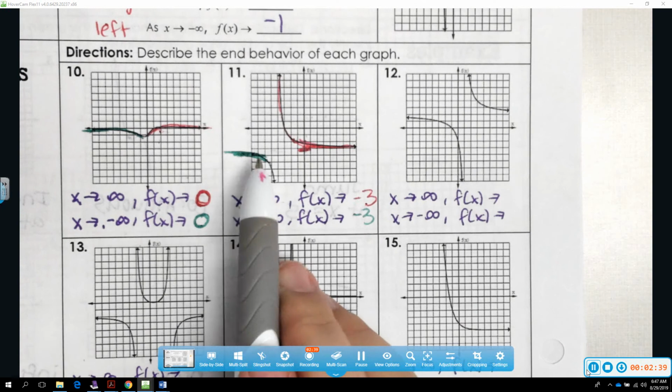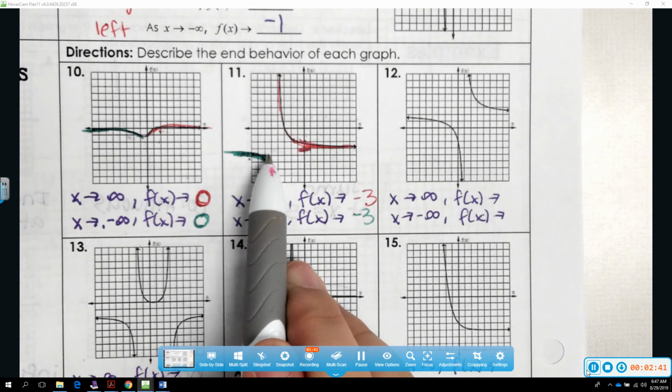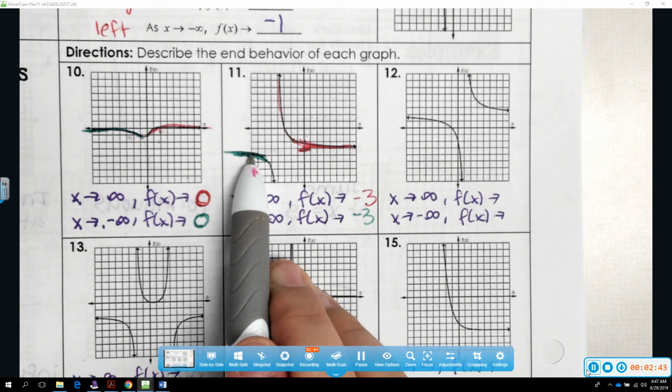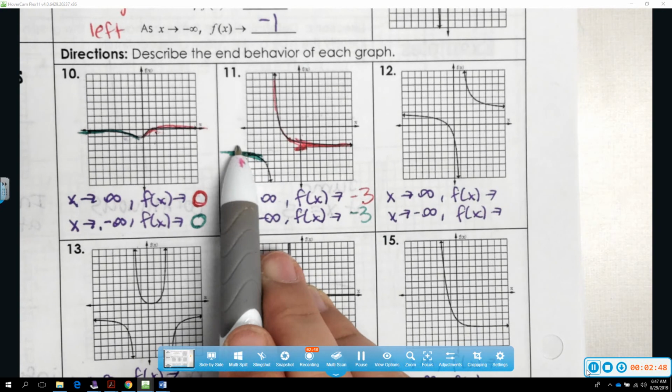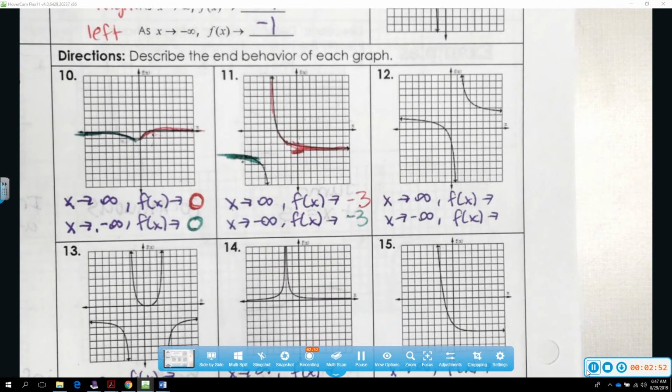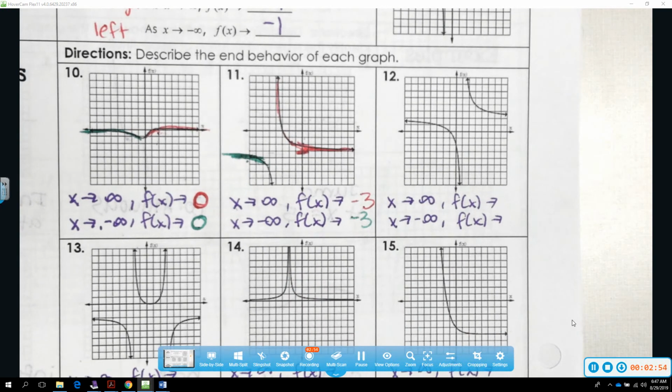I know it looks like -4, but you can already see it past -4. So it's not approaching -4. It already passed -4, which means it's going to be approaching the next one at -3. Go ahead and try to do number 12 on your own. Pause your video.